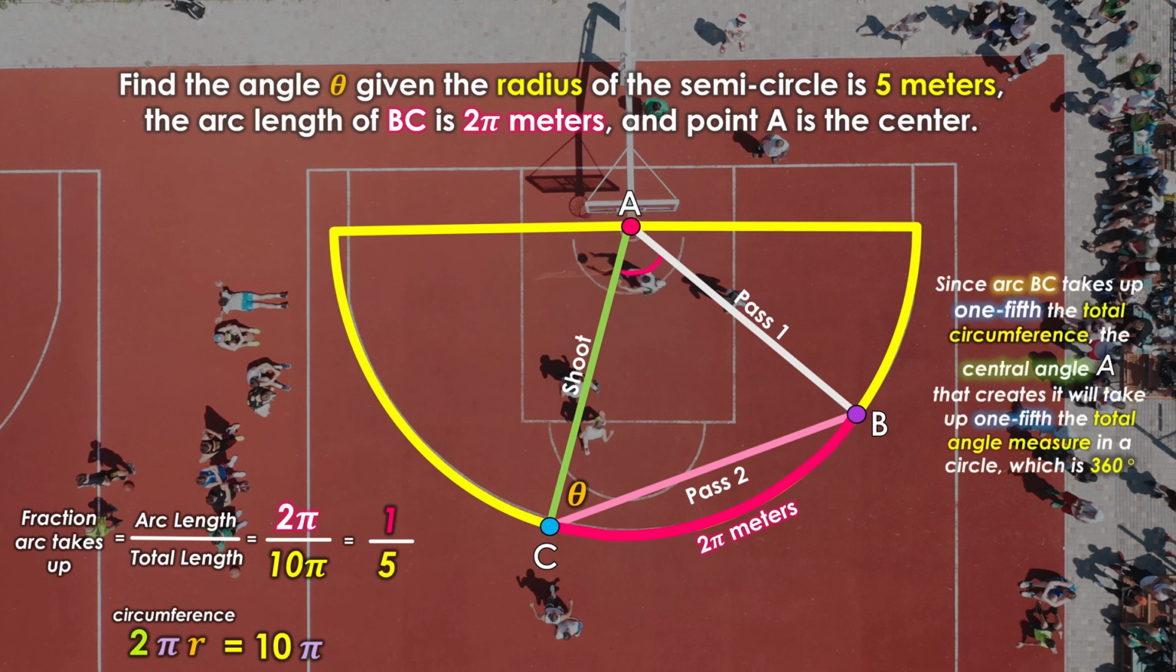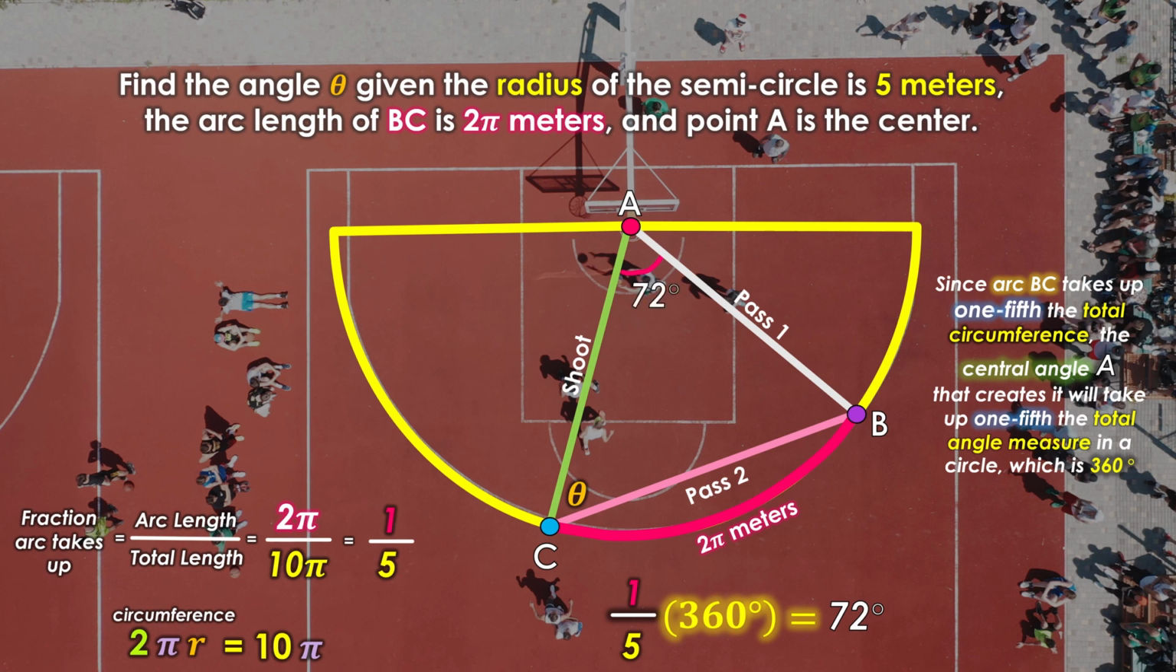the total circumference, which means that this angle is 1/5 the total angle measure of a circle, which is 360 degrees. So now we just have to figure out what 1/5 of 360 is, which is the same thing as 1/5 times 360, since the word of means to multiply. This gives us 72. Now that we know this angle, we can solve for theta.